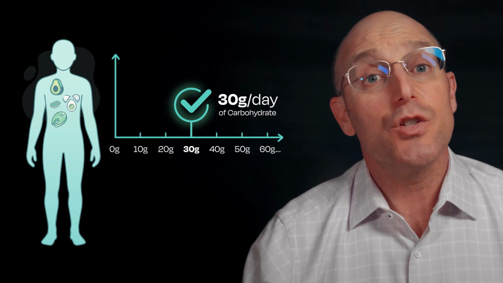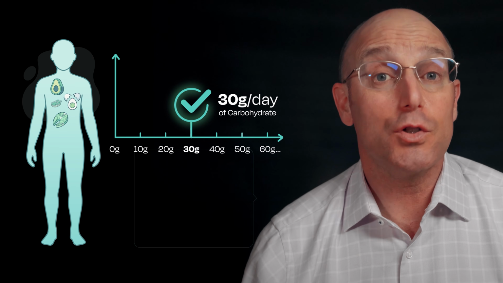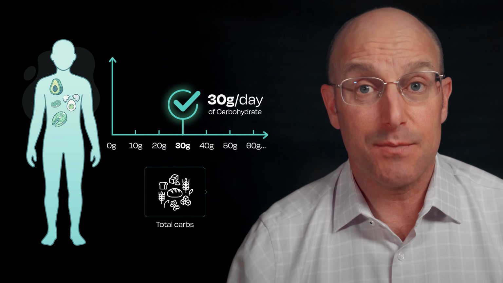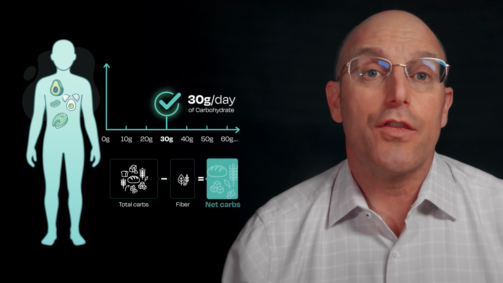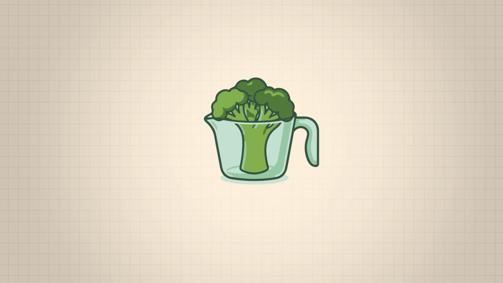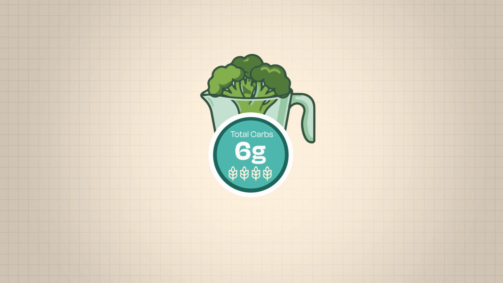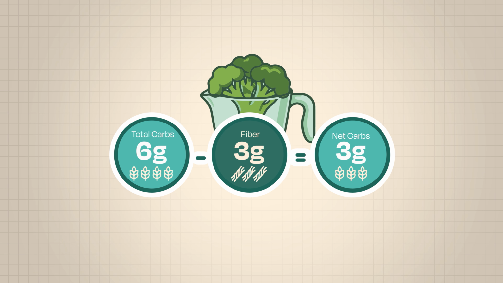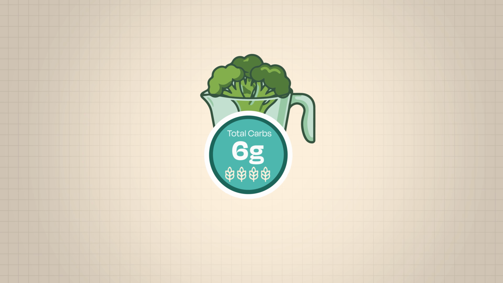Now, for most people starting a ketogenic diet, a good target is about 30 grams of carbohydrates per day. So when you're starting out, it can be helpful to count total carbohydrates rather than net carbs, just to keep things simple. Net carbs are the total carbs minus the fiber. As an example, 1 cup of broccoli has around 6 grams of total carbs, but 3 of those are fiber, so it only has 3 grams of net carbs. But when starting out, to reduce the complexity, many will stick just with total carbs.